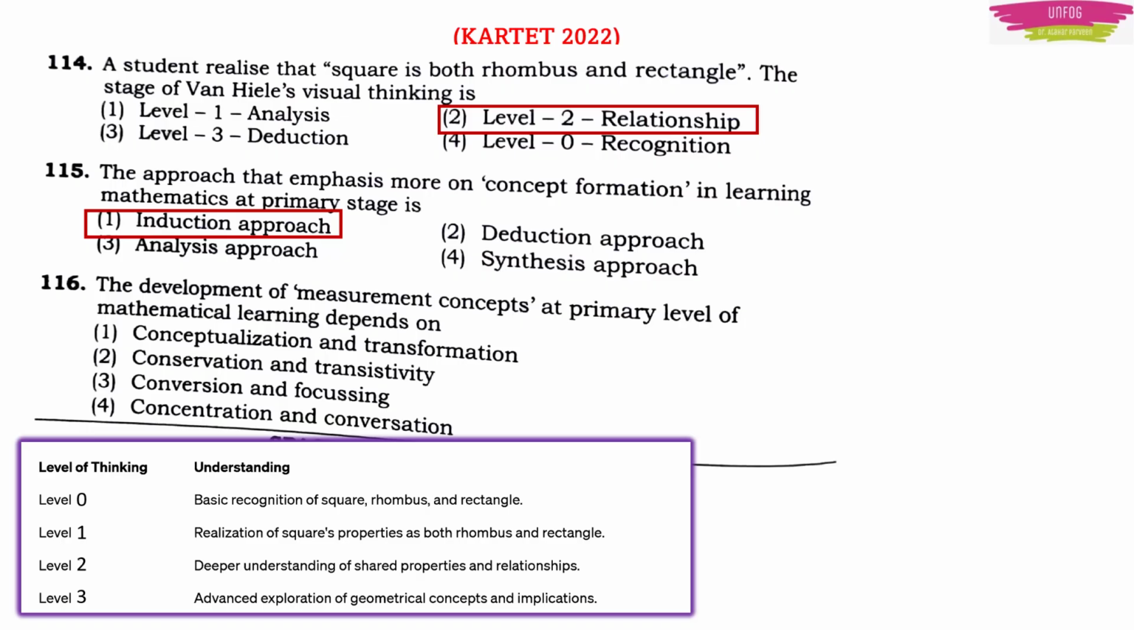See, read the question again. The development of measurement concepts at primary level of mathematical learning depends on. So measurement concepts development at primary level. So what should be the correct answer? It should be conceptualization and transformation. See, measurement concepts, that word concepts, you can search for it in the options. So your answer will be correct, because they are talking about measurement concepts. So conceptualization is very much important, and because we are talking about a primary level of mathematical learning, transformation is also important in the student's mind.